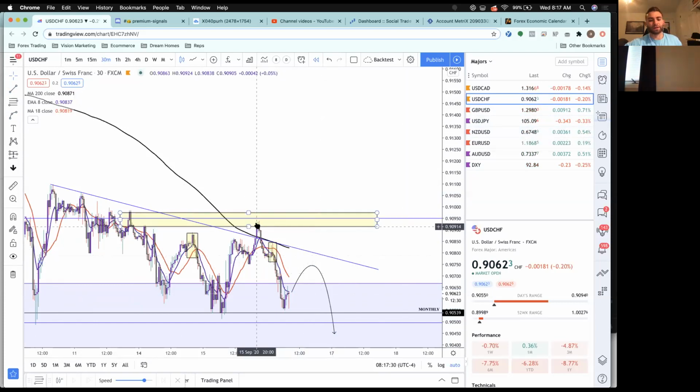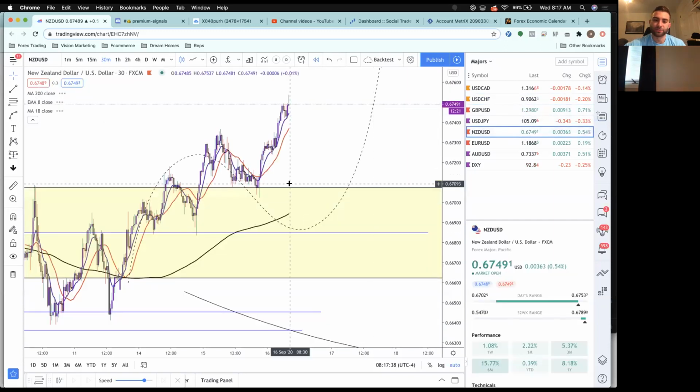Inversely, if we come up and break this level, guys, we're going long. If we break this level up here, we're going long. So keep that in mind. Let's go now to NU.